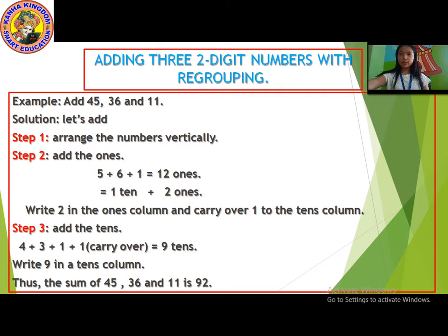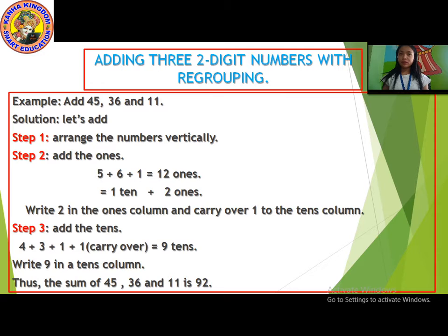The first step is to arrange the numbers vertically. Okay, student. First arrange the numbers vertically. And the second step is add the ones. We should add the ones, the digits which are present in the ones place, we should add them first.